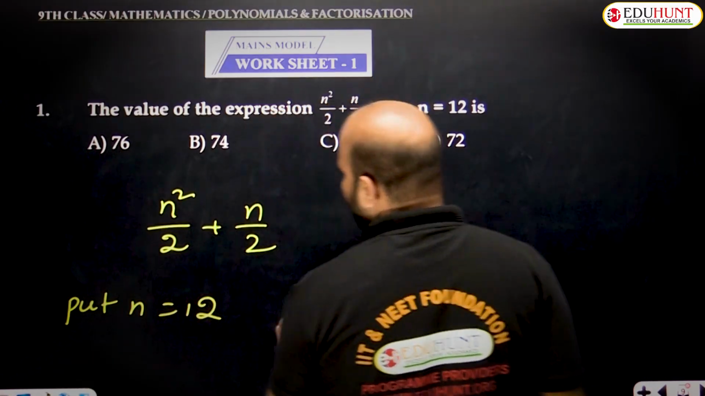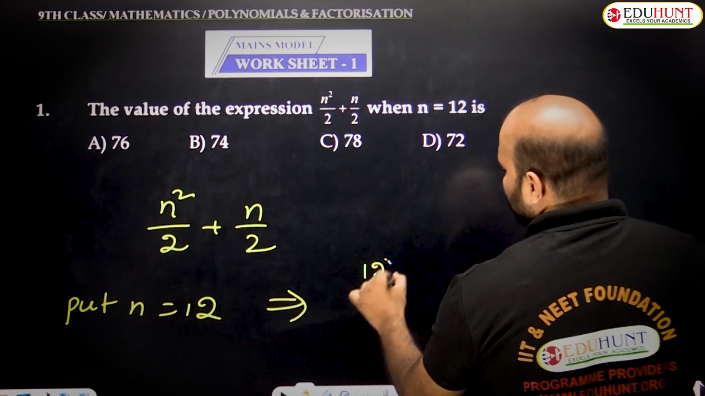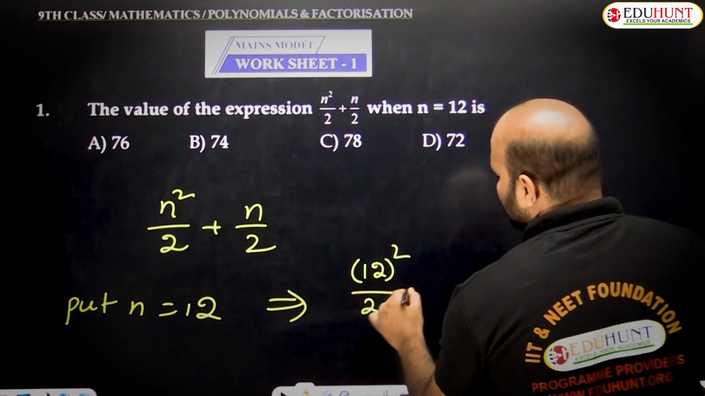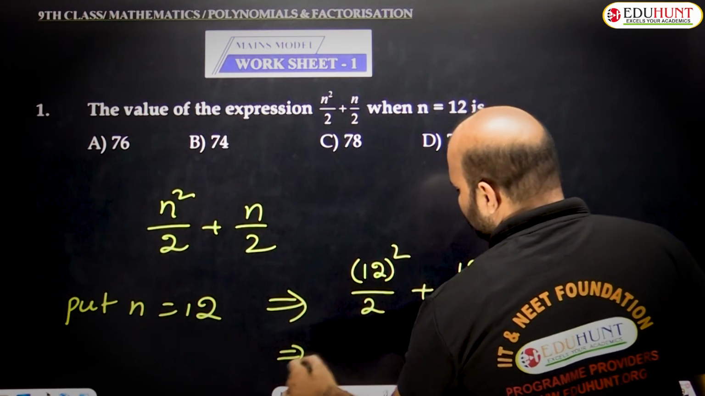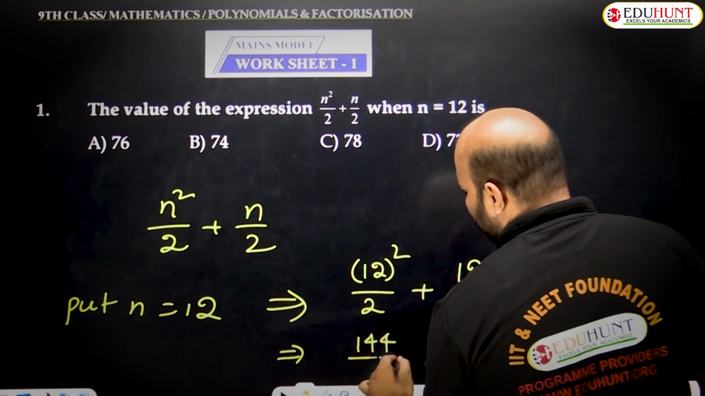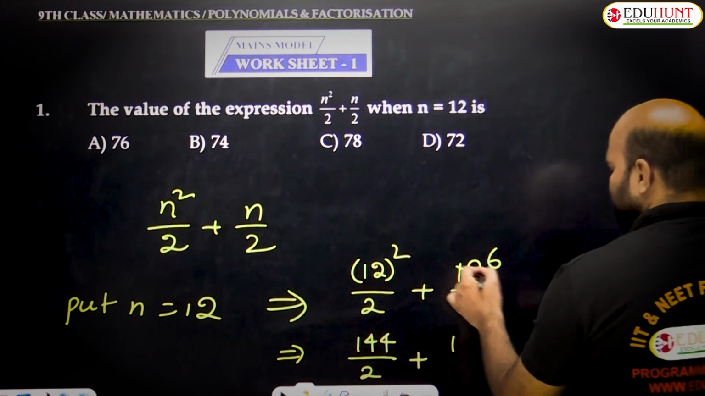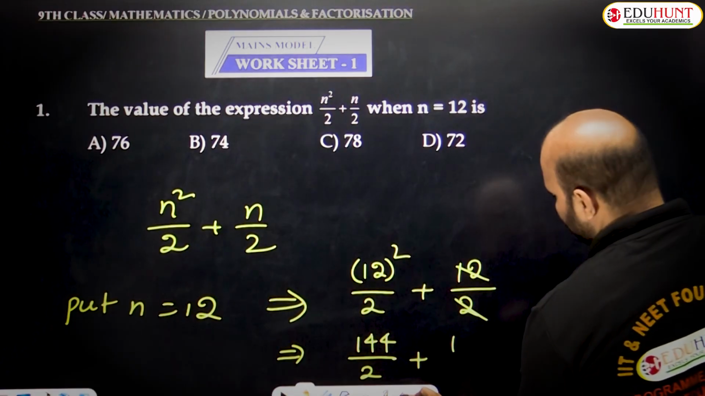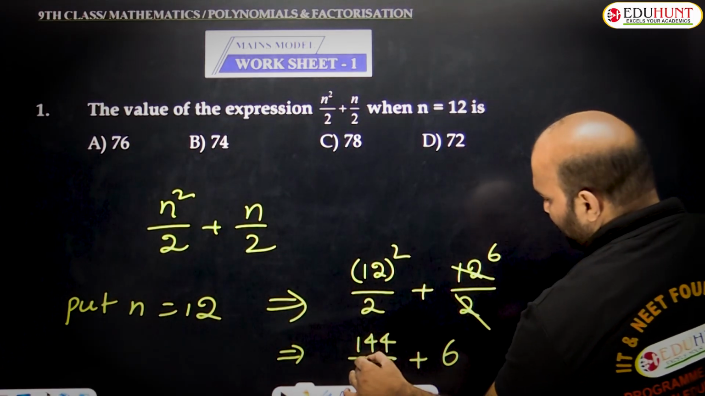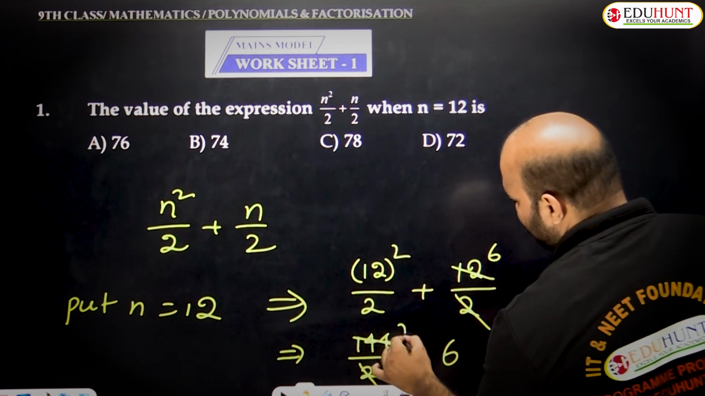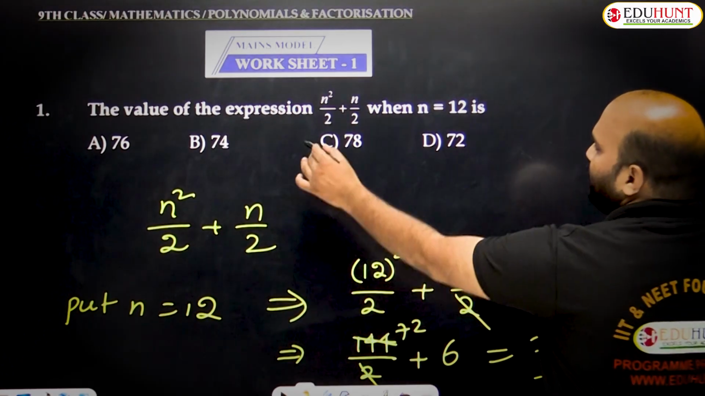So it can be written as 12 square by 2 plus 12 by 2. 12 square is 144. 144 by 2 plus 12 by 2, which is 6, since 2 sixes are 12. Again 144 by 2: 2 sevens are 14, so 72. 72 plus 6, the answer is 78. So option C is the right answer.